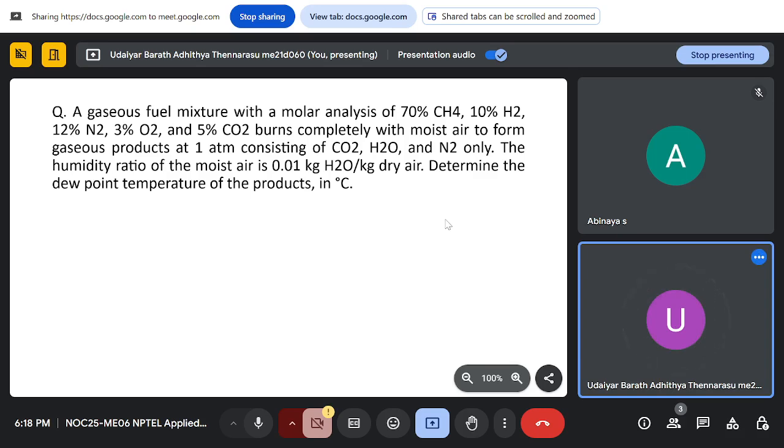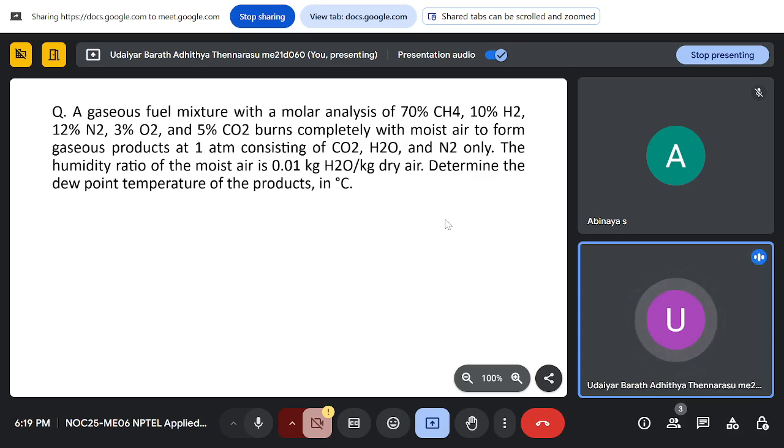So moving on to the next question. We have a gaseous fuel mixture with a molar analysis of 70% methane, 10% hydrogen, 12% nitrogen, 3% oxygen, and 5% carbon dioxide, which burns completely with moist air to form gaseous product at 1 atmosphere consisting of carbon dioxide, water, and nitrogen only. The humidity ratio of the moist air is 0.01 kg of water per kg of dry air. Determine the dew point temperature of the products.